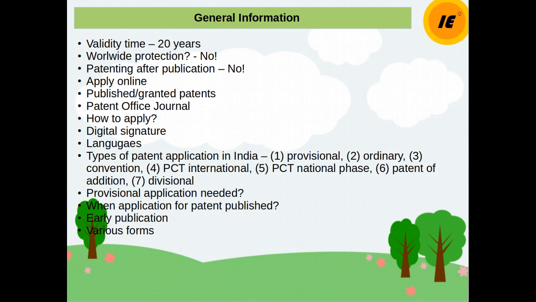So in case the application is filed with a provisional specification, then one has to file the complete specification within 12 months from the date of filing of the provisional application. There is no further extension of time to file the complete specification after expiry of the said period.